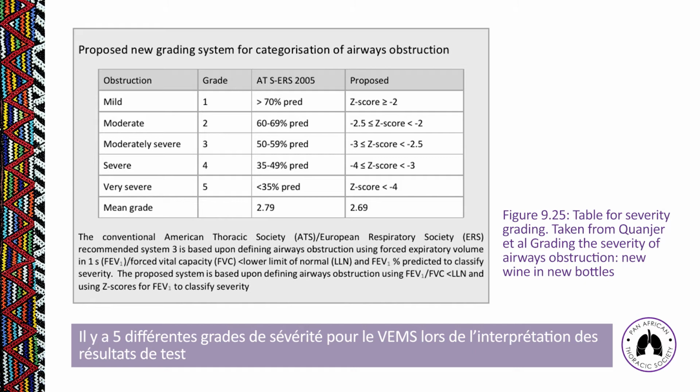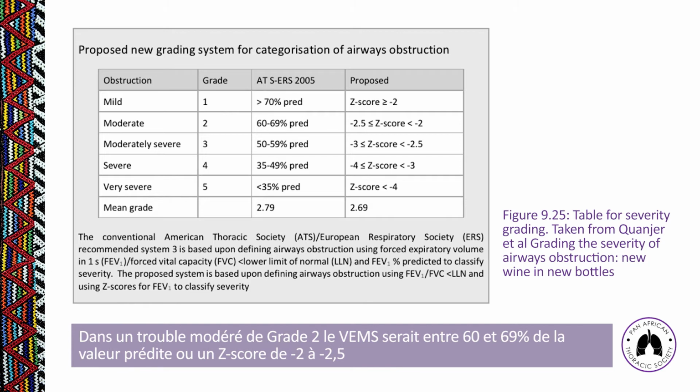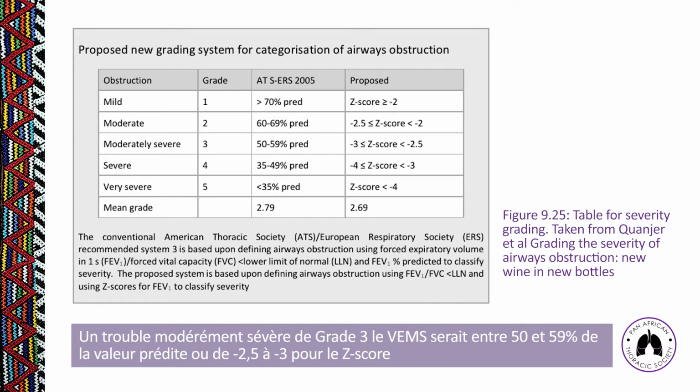There are 5 different severity gradings for the FEV1 when interpreting your test result. A grade 1 is a mild impairment, and the FEV1 would be above 70% of predicted, or the Z-score would be equal to or greater than -2. In a moderate grade 2 impairment, the FEV1 would be between 60 to 69% of predicted, or a Z-score of -2 to -2.5. In a moderately severe grade 3 impairment, the FEV1 would be between 50 to 59% of predicted, or between -2.5 to -3 Z-scores.